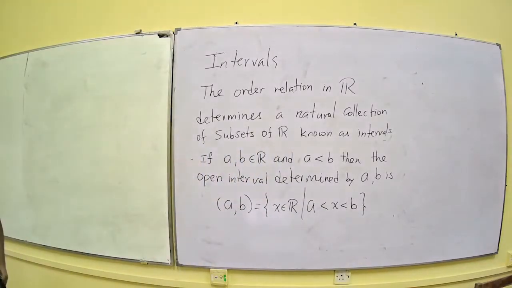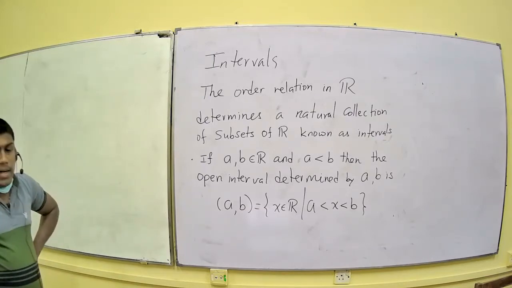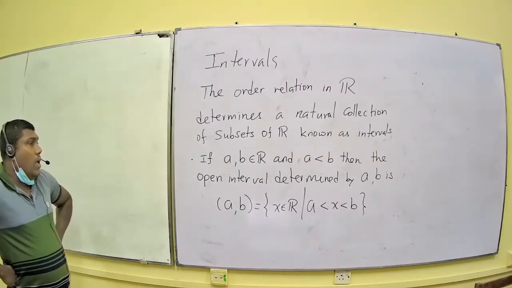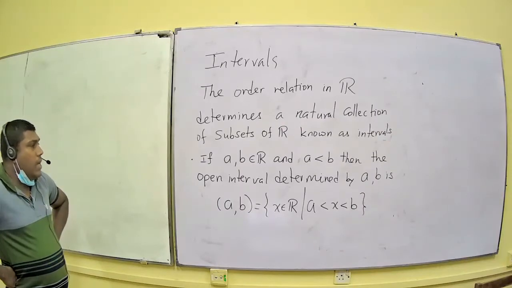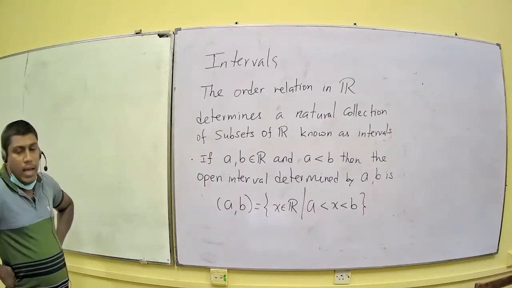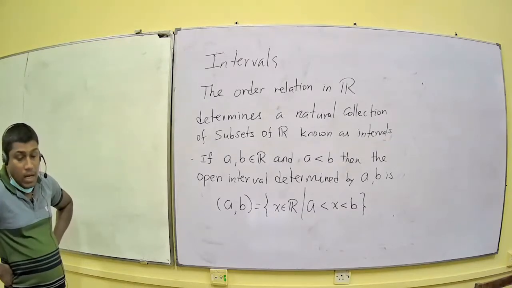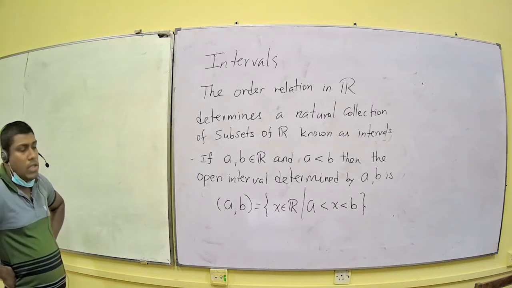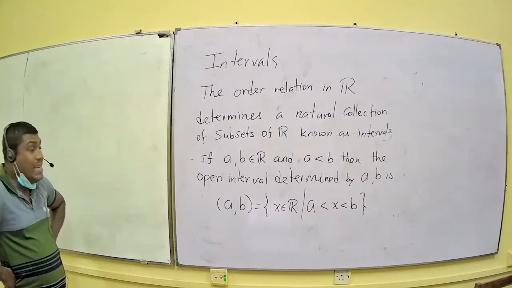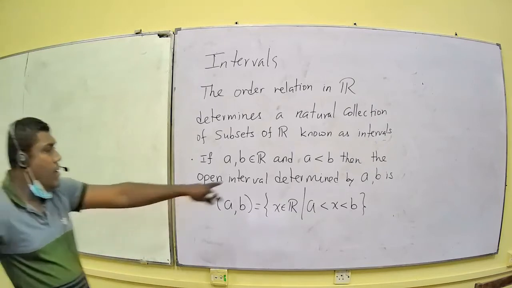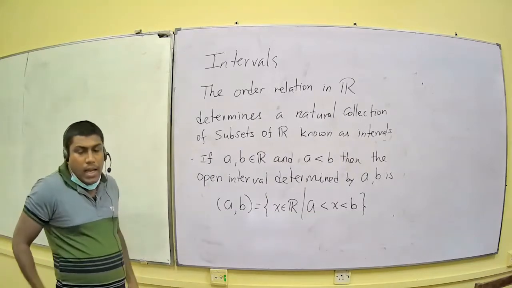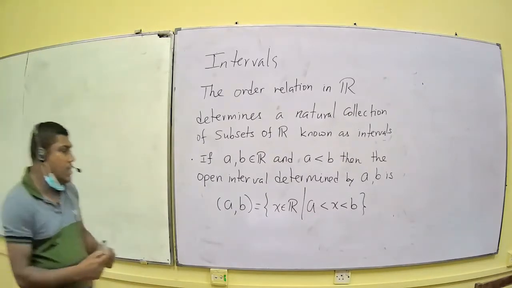Basically, you studied about order relations, right? You studied about order relation: less than, less than or equal, greater than, greater than or equal. Those relations, especially the order relation, create certain subsets of real numbers, and those subsets are basically called intervals, right? For example, a less than b is an order relation, so that basically creates an interval in the real number system.